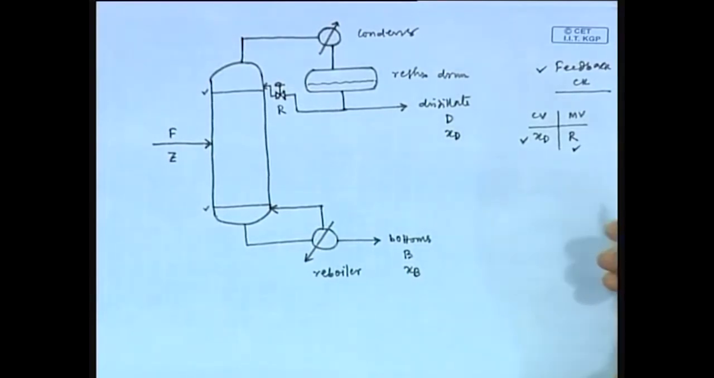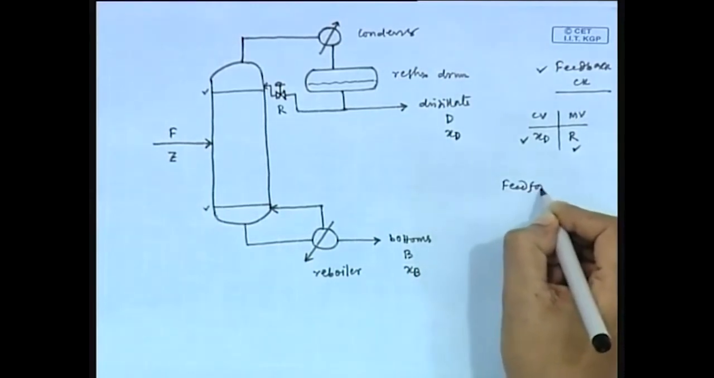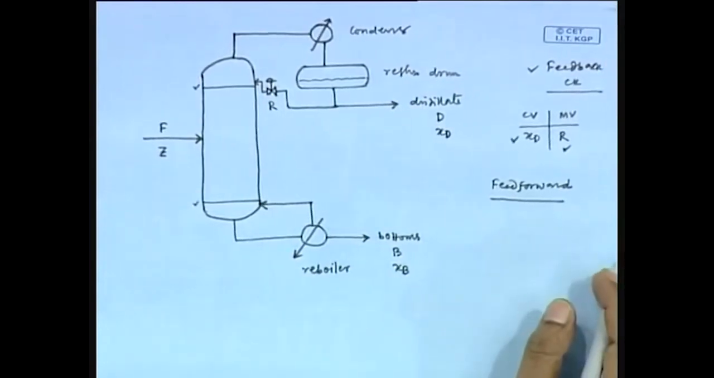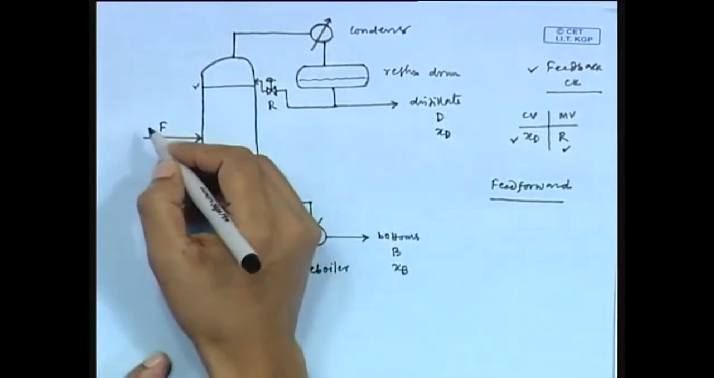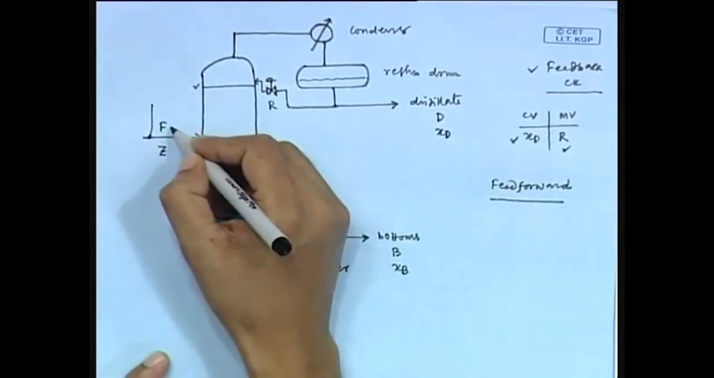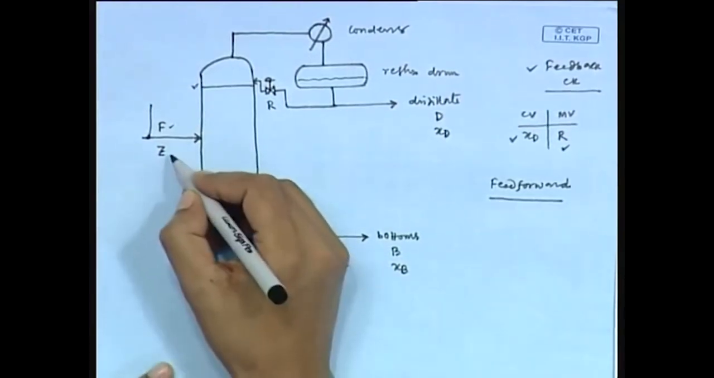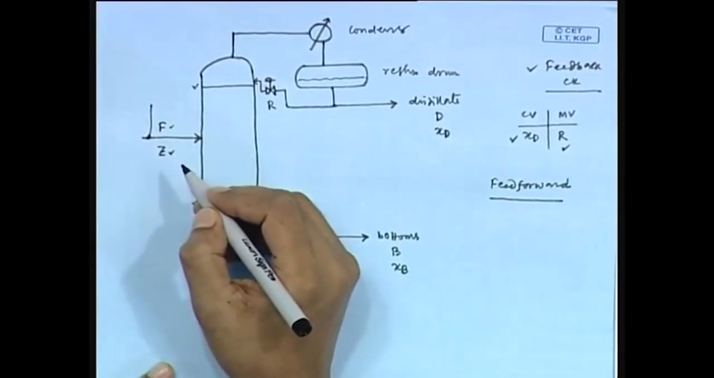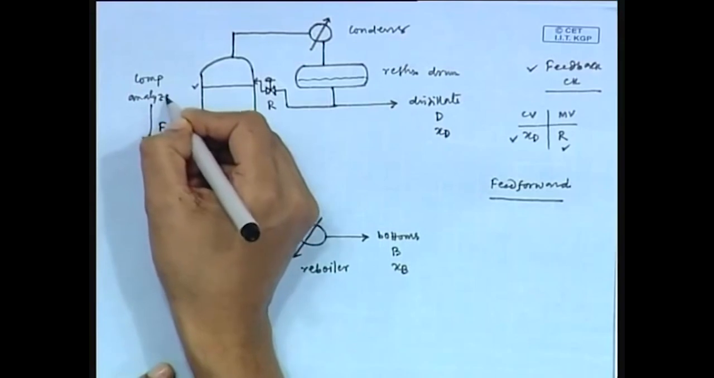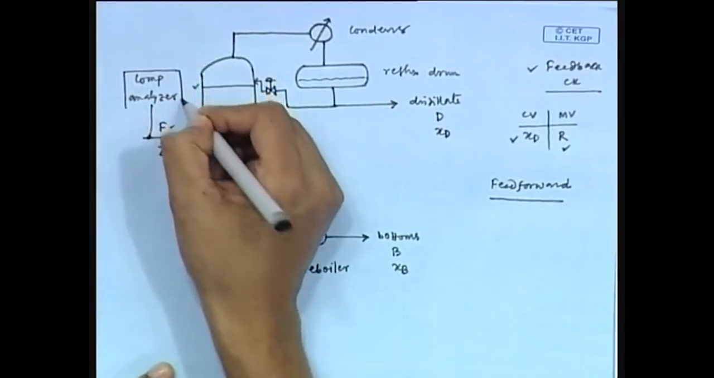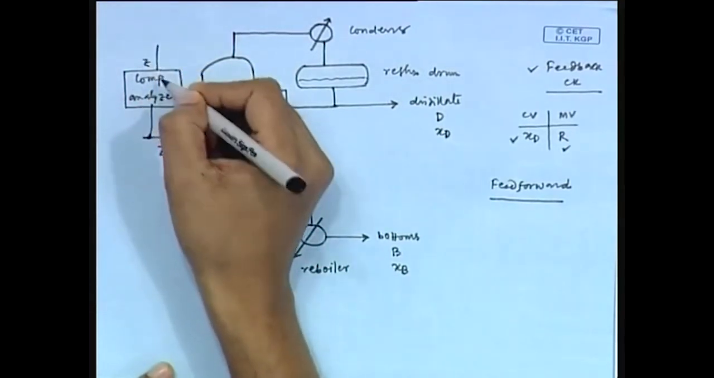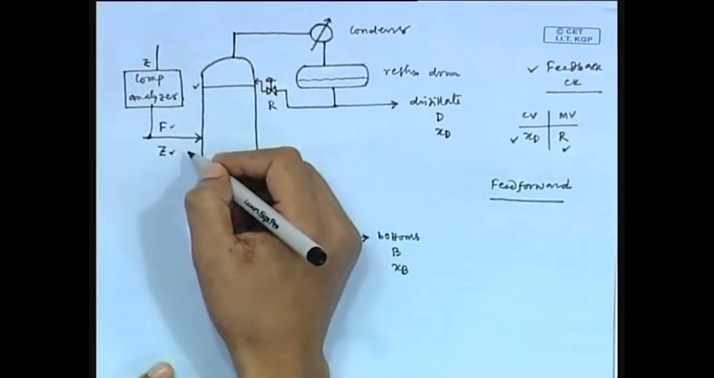Today, we will consider another control scheme, that is feed forward control scheme. First we will configure this feed forward control scheme for this distillation column. In this feed forward control scheme, the disturbance is measured. Here the disturbance is the feed composition as well as feed flow rate, but we are considering the feed composition as the measured variable. Now, for measuring this feed composition, we need one composition analyzer. This is the composition analyzer, which is measuring basically the feed composition Z. We are assuming that this composition analyzer output is exactly identical with the feed composition.